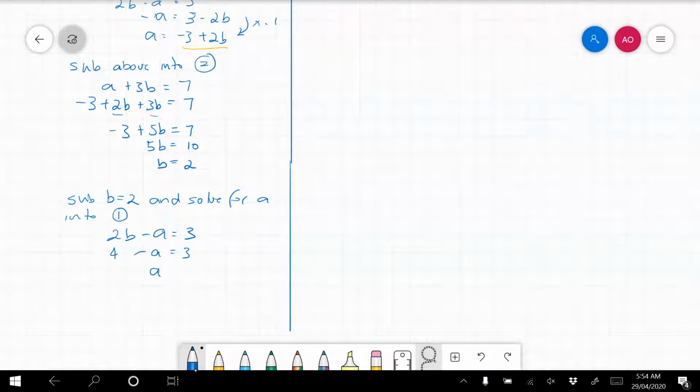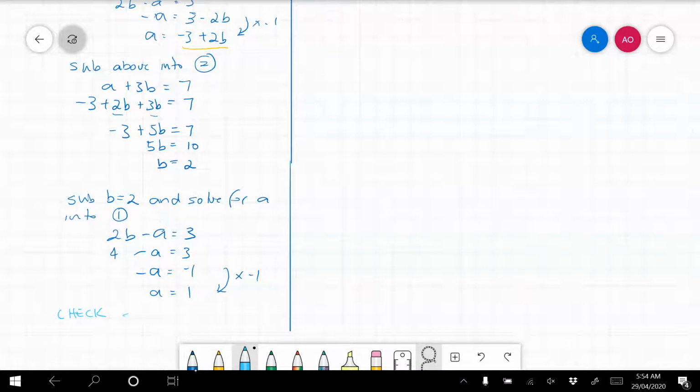I'm going to subtract 4 from both sides and I get to minus 1. And then I've got negative A and negative 1 again, so I'm going to do that trick by multiplying both sides by negative 1 and turn it around, and A equals 1. Now I need to do the check.